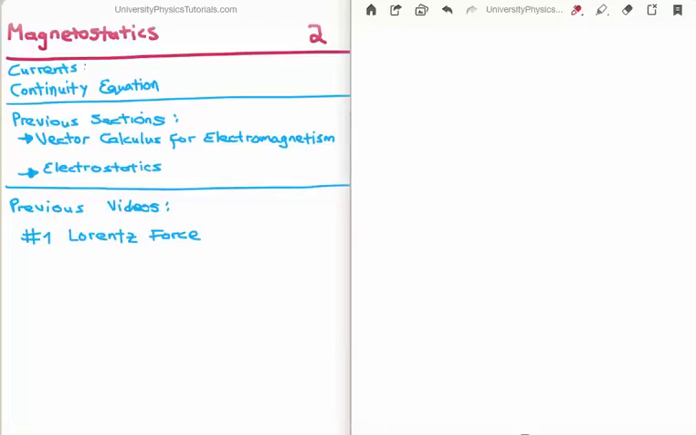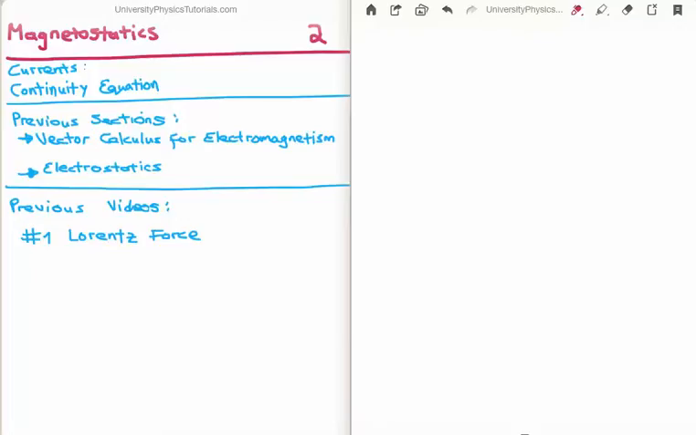Okay, in this video, I'm going to continue on with my tutorials on magnetostatics. This is video number 2, and I'm going to discuss the continuity equation. The previous video to this, which is relevant, is number 1, where I discussed the Lorentz force law.